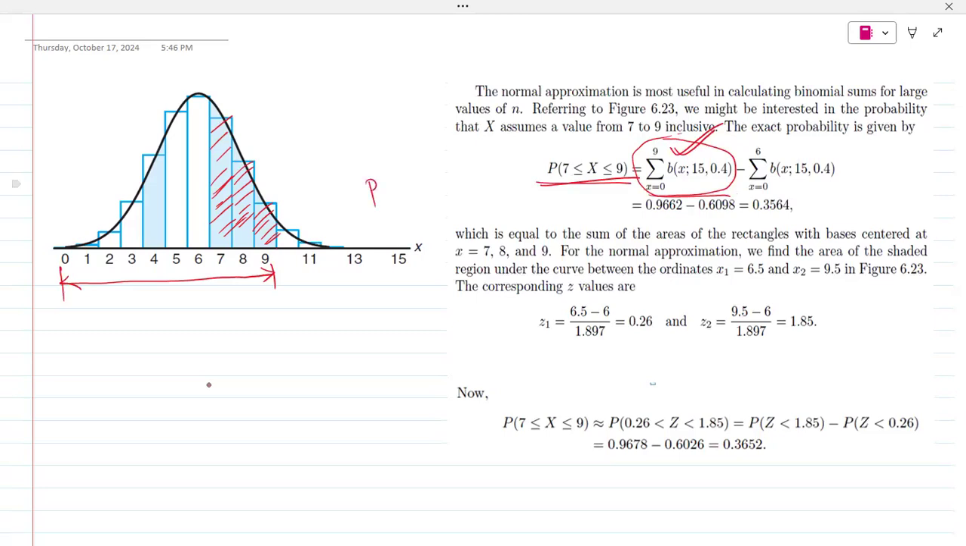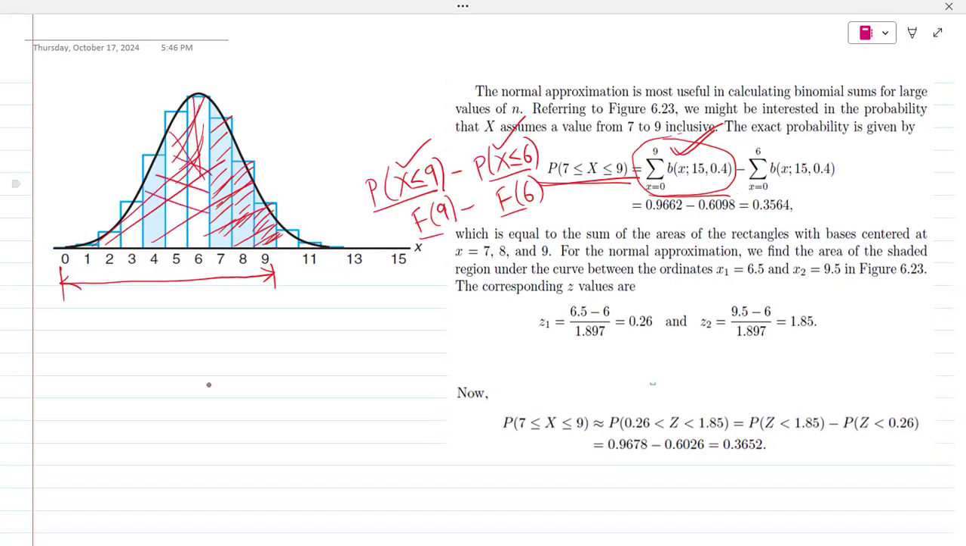So what is this value? It is nothing but the probability that x is less than or equal to 9 minus the probability that x is less than or equal to 6. This is F at 9 and this is F at 6. And what is this F? It is the CDF, the cumulative distribution function, but for the binomial distribution. So we calculate the entire area up to 9, and we subtract the area up to 6. Then that will give us this area.